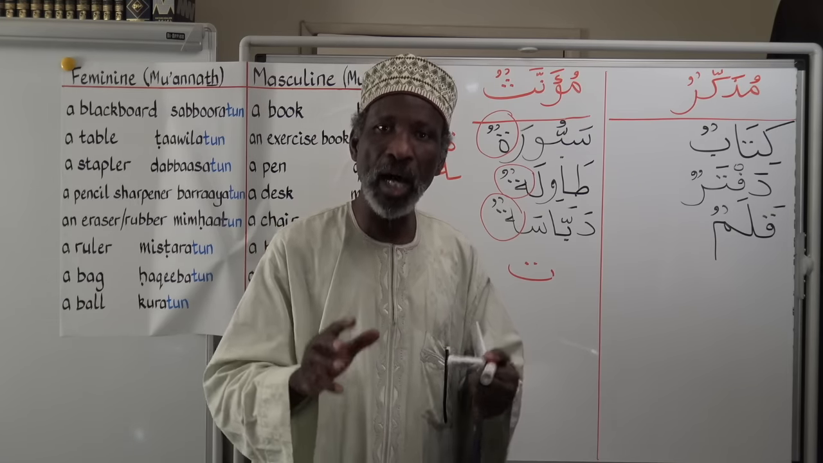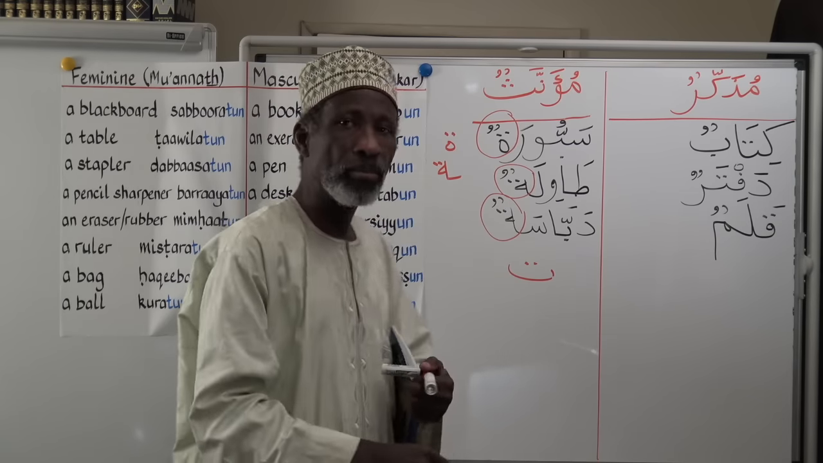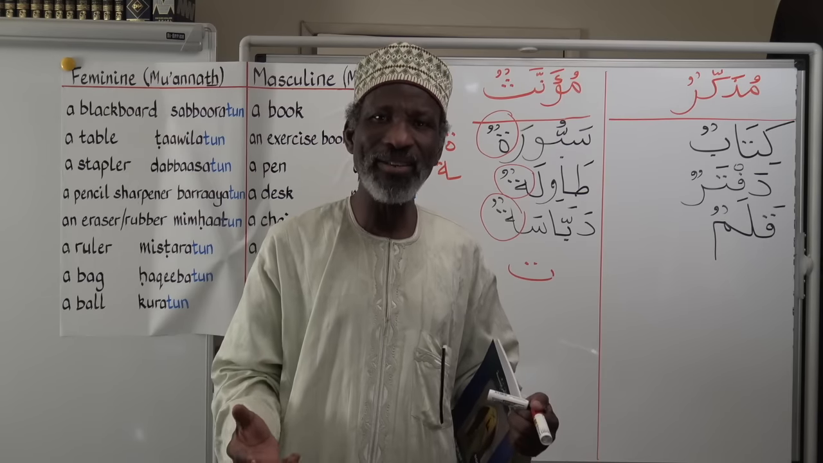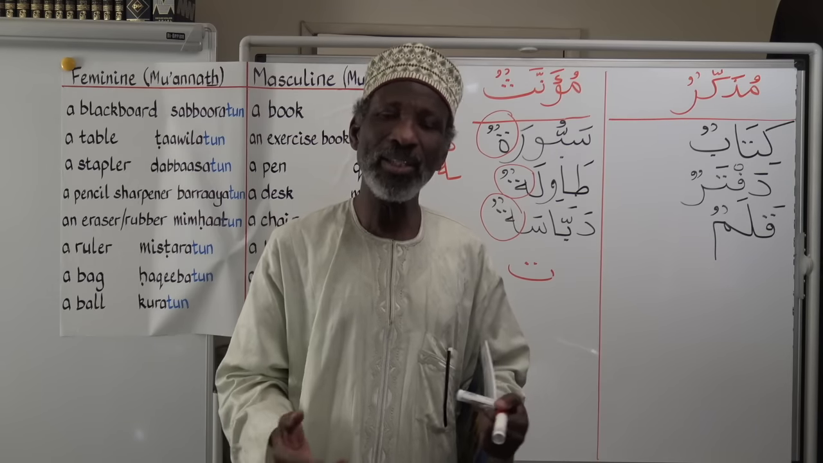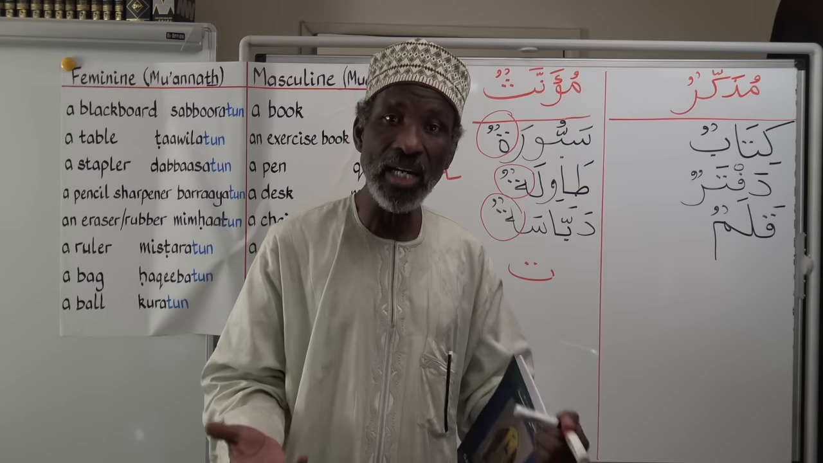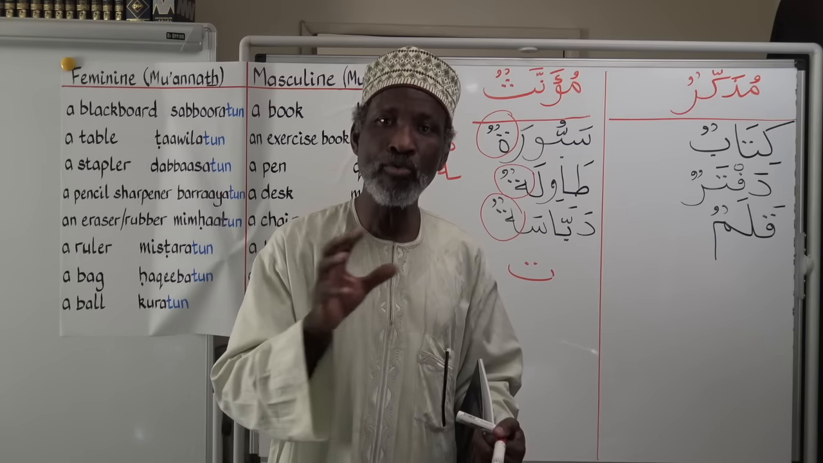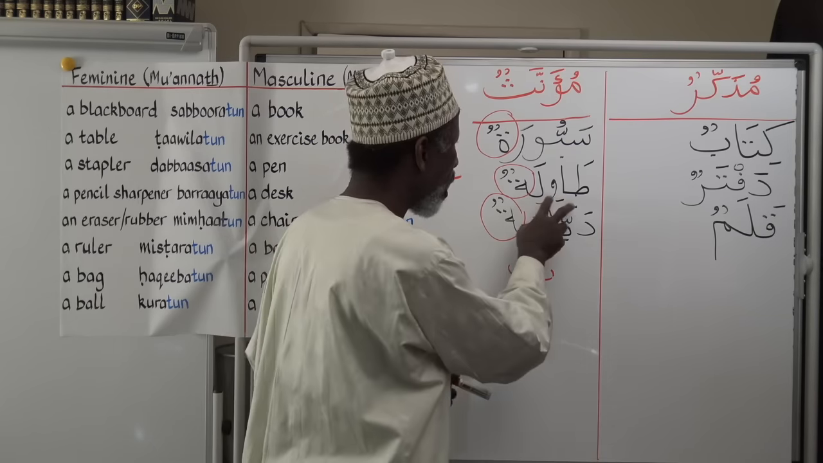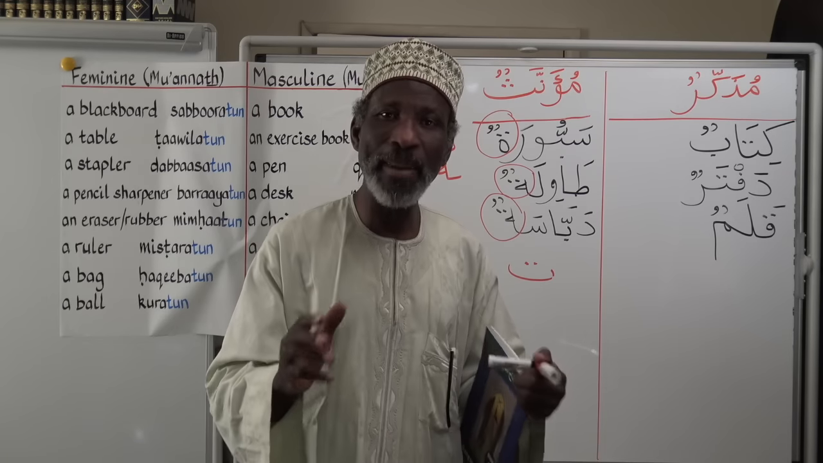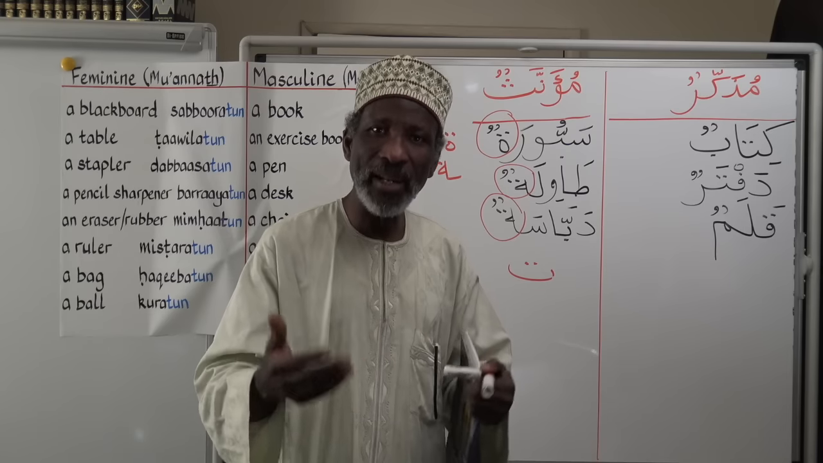Kitabun, daftarun, qalamun, saburatun. People say, why do you say saburatun? You can just say sabura. But you don't know, if you say sabura, that there's a ta marbuta hiding there. You're a learner. So pronounce everything. Saburatun, tawilatun, dabbasatun. We will explain what's happening as we go along.